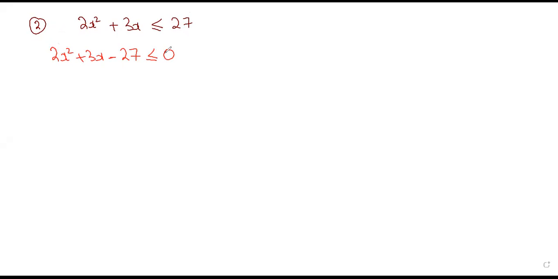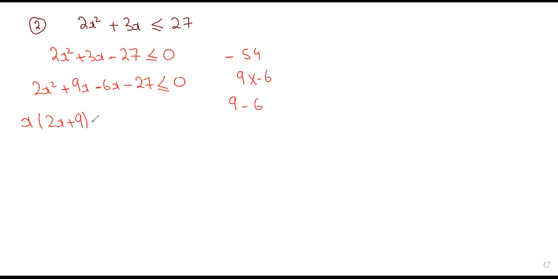Next, I need to factorize it. So 2 multiplied by 27 would give me minus 54. I need two numbers such that when I multiply them, I get minus 54, and when I add them, I get 3. So think about it and let me know. We know that 9 multiplied by minus 6 would give me minus 54, and 9 minus 6 would give me positive 3, right? So we can use these factors. So 2x squared plus 9x minus 6x minus 27 is less than or equal to 0. Then I can take x common. It would give me x(2x plus 9) minus 3(2x plus 9) less than or equal to 0. And the factors are (x minus 3)(2x plus 9) less than or equal to 0. So we are done with the first part.